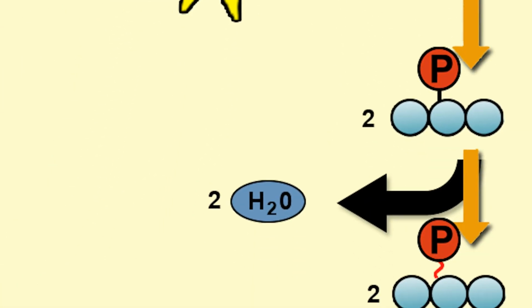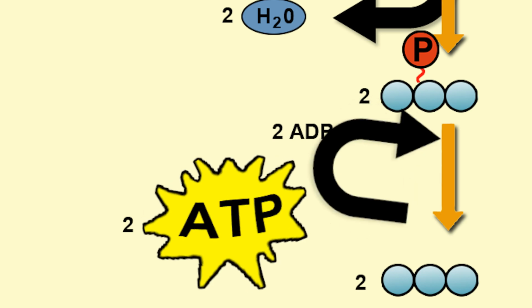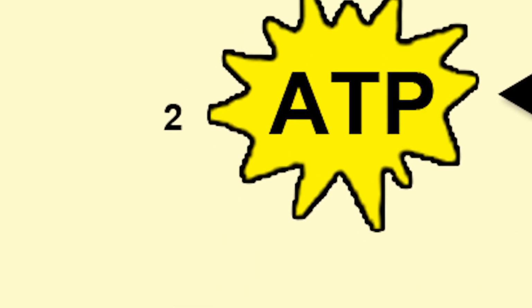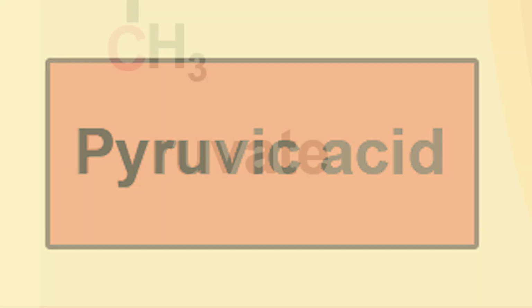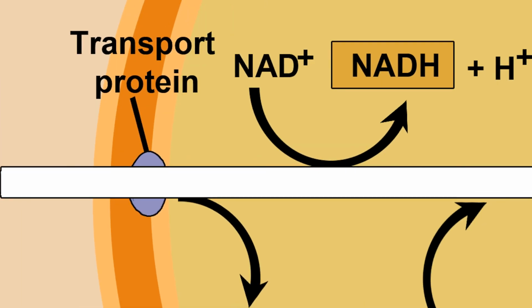A series of reactions take place in which the phosphate group is transferred to ADP to make ATP. At the end of glycolysis, 2 net ATP are produced, as well as 2 NADH. The end product is pyruvate. The pyruvate then goes from cytosol into the mitochondrion.